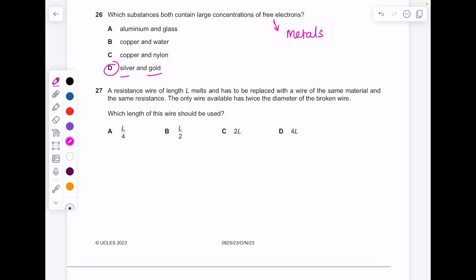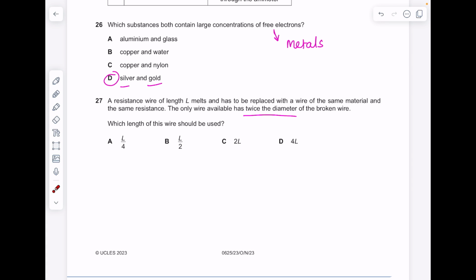A resistance wire of length L melts and has to be replaced with a wire of the same material and the same resistance. The only wire available has twice the diameter of the broken wire. Which length of this wire should be used? Be a little bit careful here. Remember that when you increase the cross-sectional area, you decrease the resistance. They've doubled the diameter. They haven't doubled the radius, they've doubled the diameter. So in effect, the resistance will now be a quarter of what it was originally. So obviously we need a longer wire in order to increase the resistance, but that wire needs to be 4 times the length of the original wire.